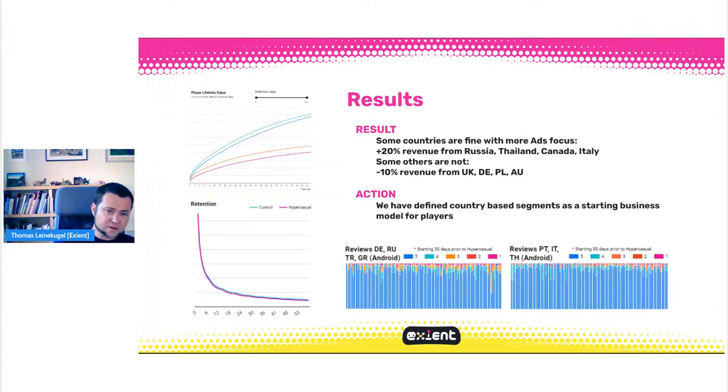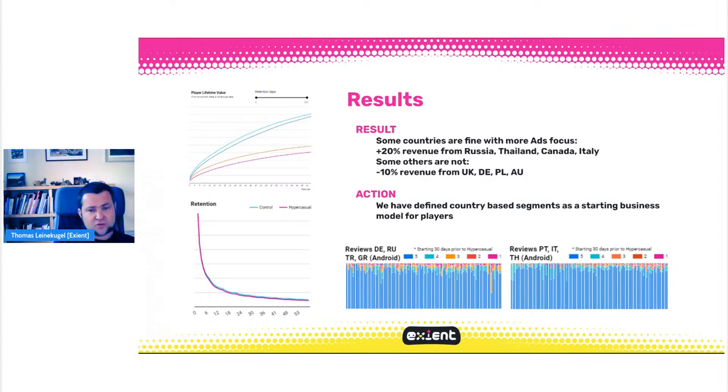Having that variant with more ads proves profitable in some countries. If you look at Russia, Thailand, Canada, or Italy, our revenue improved by 20% thanks to that. But in some other countries, it had the opposite reaction, where we lost 10% revenue in that group: the UK, Germany, Poland, and Australia.